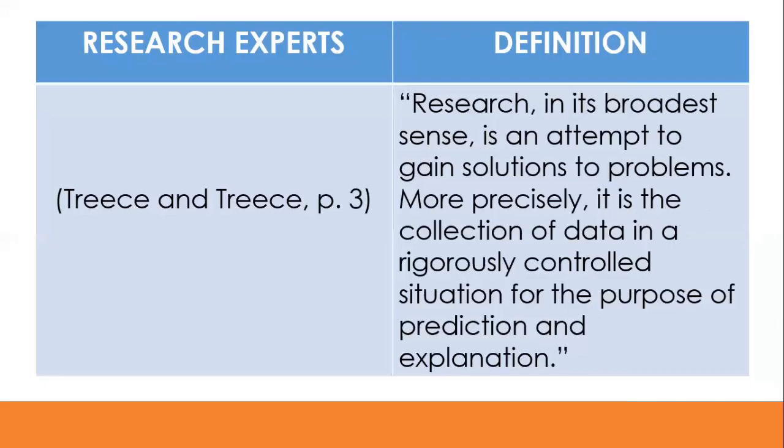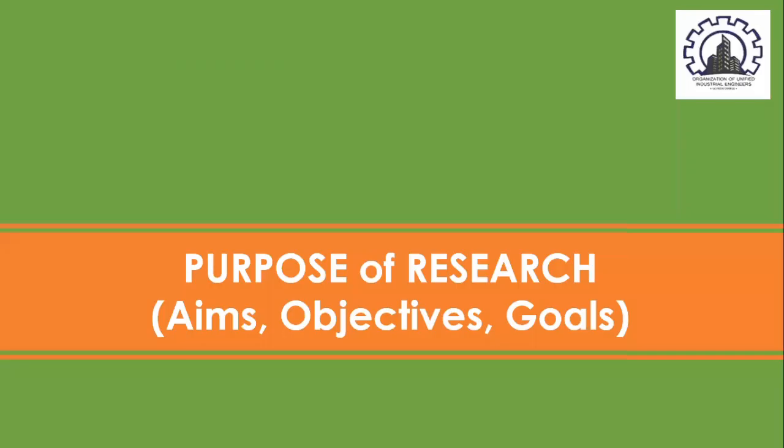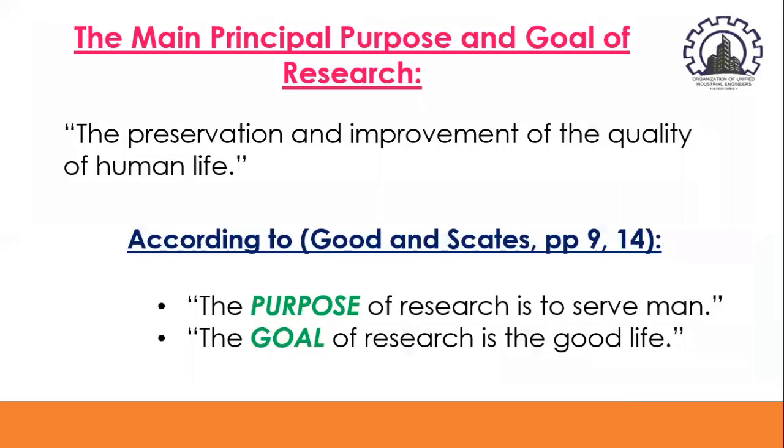Now, the purposes of research, including its aims, objectives, and goals. Well, the definition of research says that research is purposive. And the main or principal purpose and goal of research is the preservation and improvement of the quality of human life. All kinds of research are directed toward this end. The purpose of research is to serve man, and the goal of research is the good life.